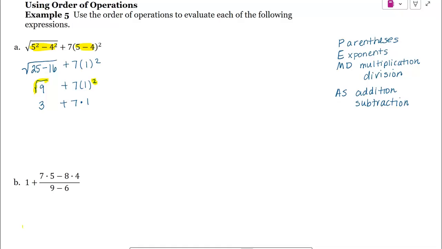Next, I'll do any multiplication and division. I've got multiplication here, 7 times 1. So I'll have 3 plus 7. And then my final step is to add, and my answer is 10.